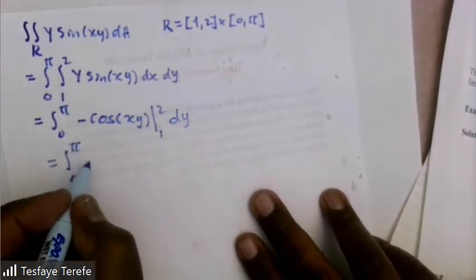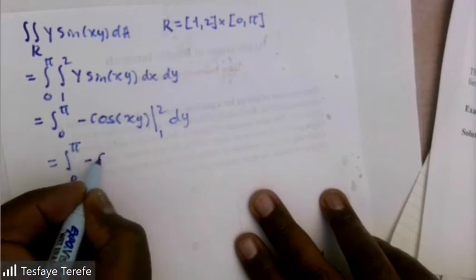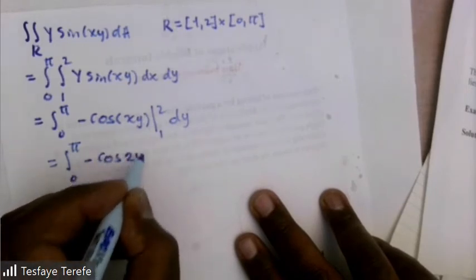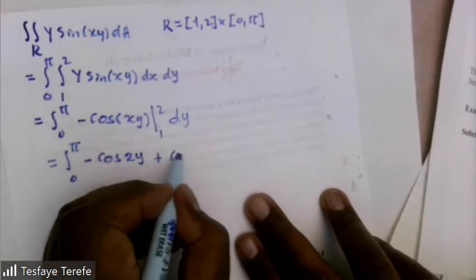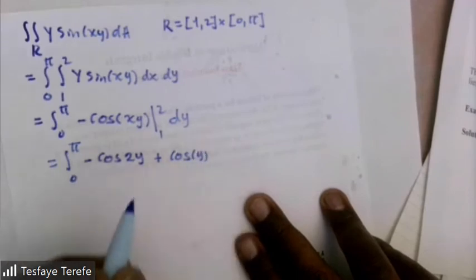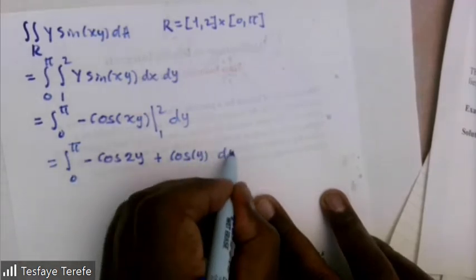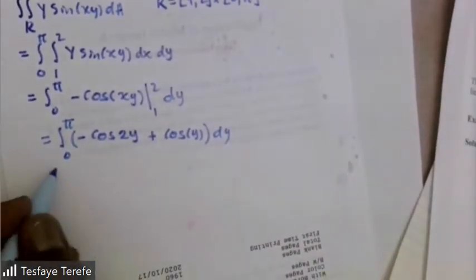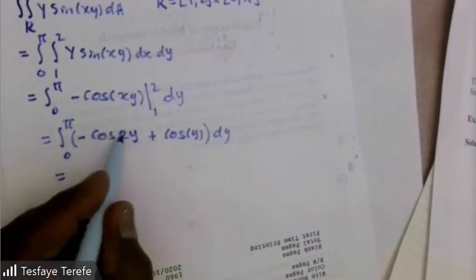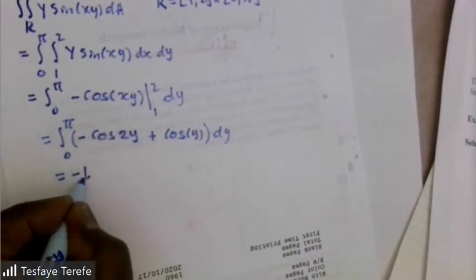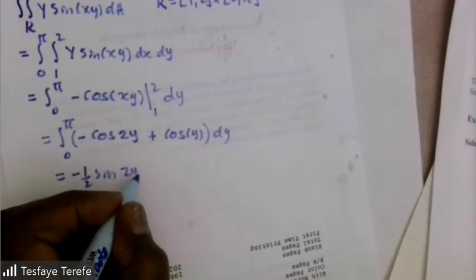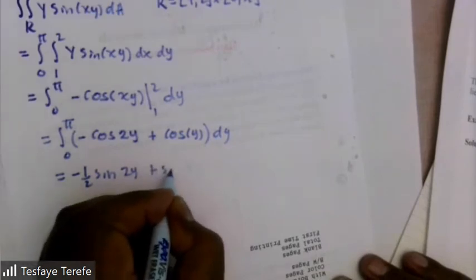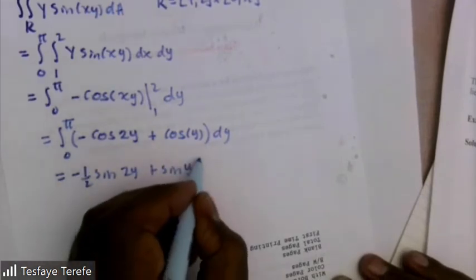And this will give me negative cosine of 2y plus cosine of y, dy. And this is really simple. Again, by using substitution, this is negative 1/2 sine of 2y, and the antiderivative of this one is simply sine y, evaluated from 0 to pi.